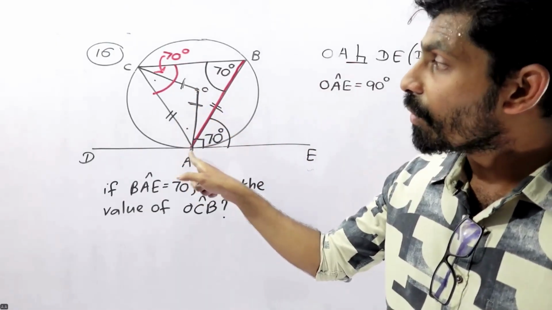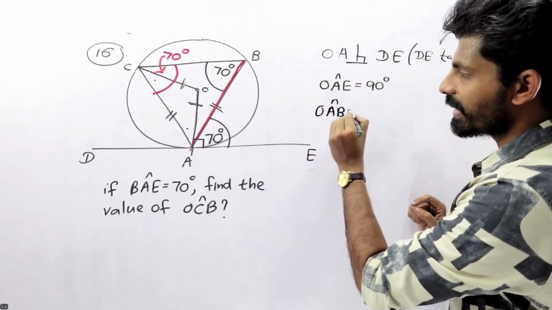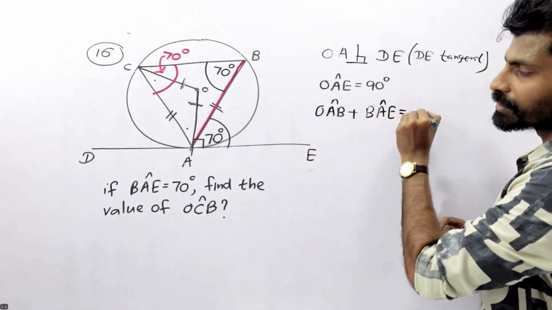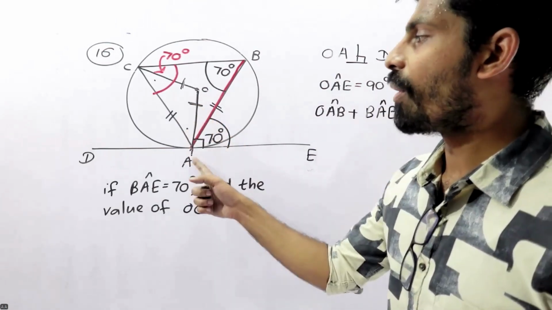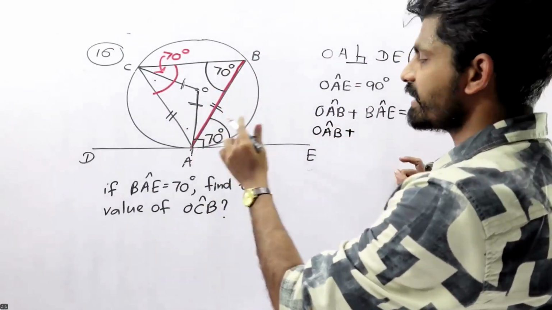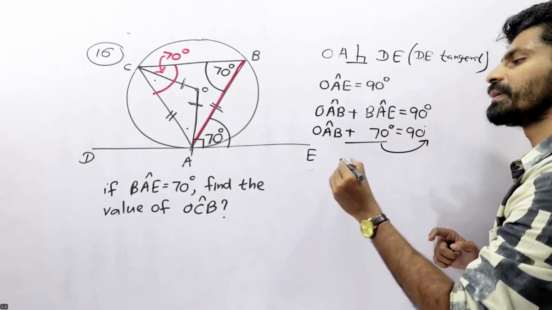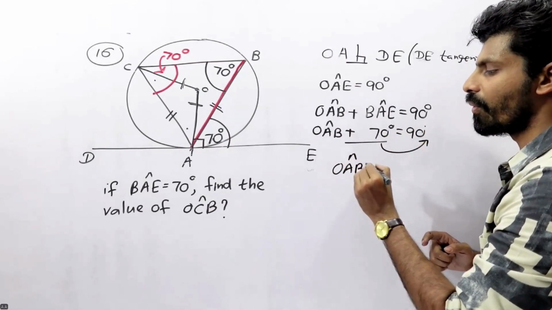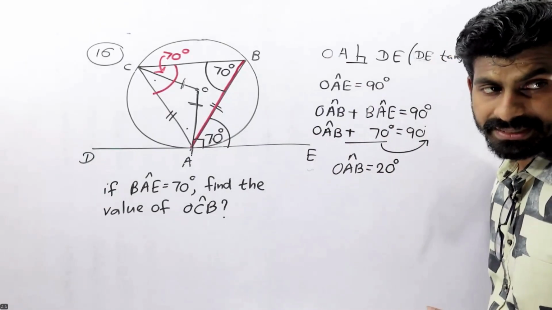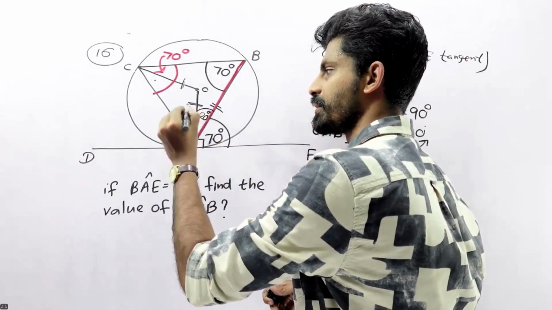So that means OAB equals OAB plus BAE. BAE equals 90 degrees. OAB plus BAE means 70 equals 90 degrees, plus 70 moving to the other side. So that means OAB equals 20. So this one equals 20.